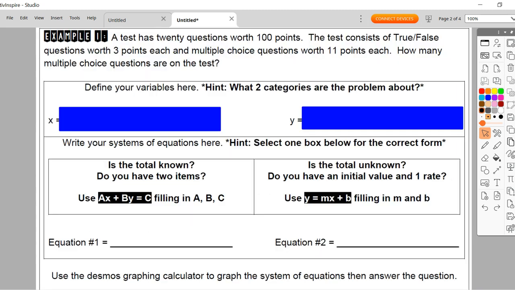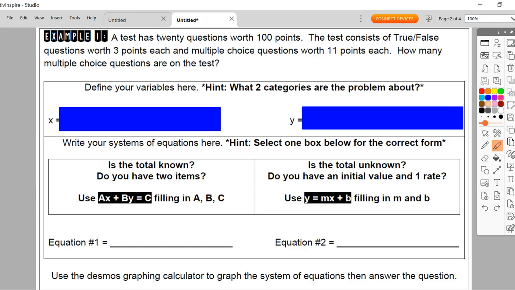Example number 1. A test has 20 questions worth 100 points. The test consists of 2 true-false questions worth 3 points each and multiple choice questions worth 11 points each. How many multiple choice questions are on the test? So again, let's start by highlighting. So go ahead and take out a highlighter.